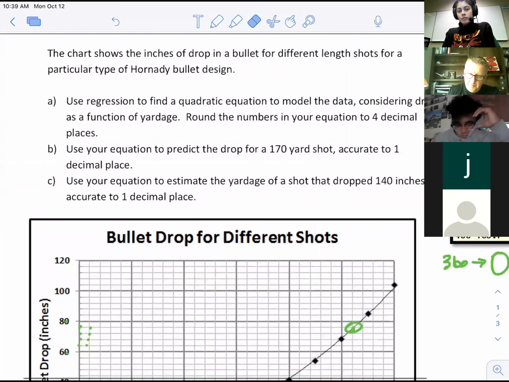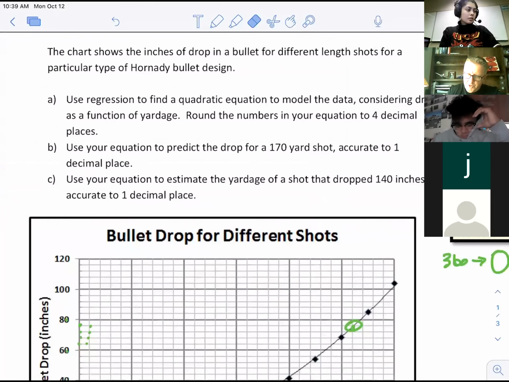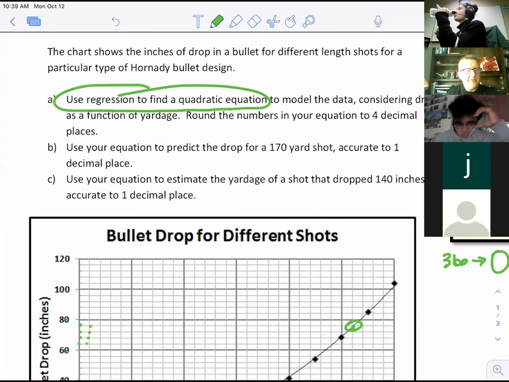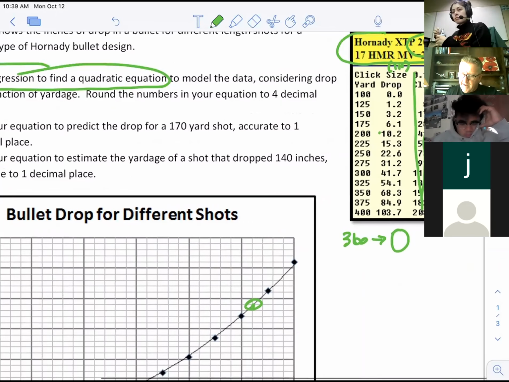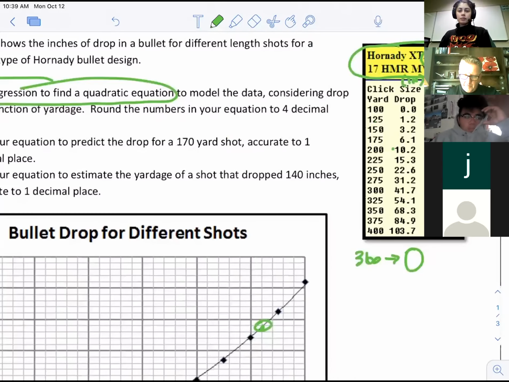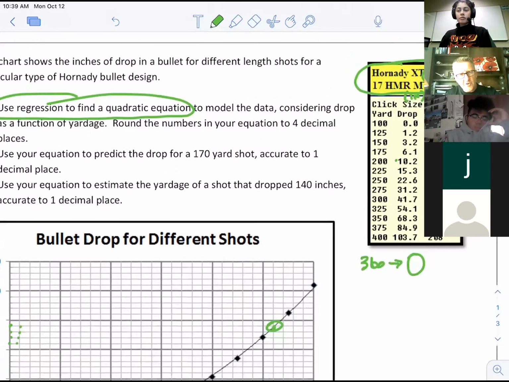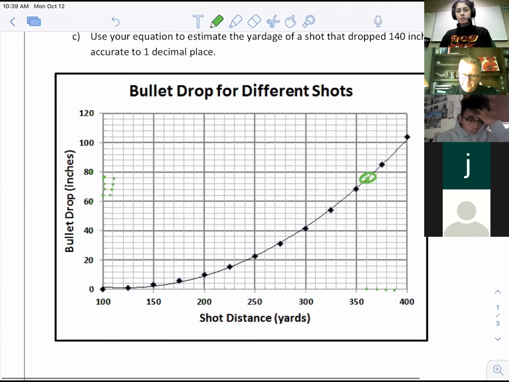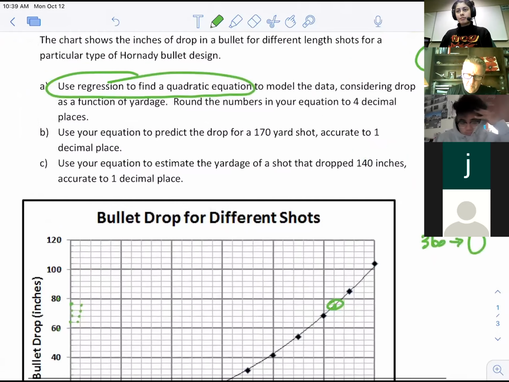I said in this problem to these Algebra 2 students, use regression to find a quadratic equation to model this. So can you go from the data to the graph and now ultimately to the equation? And I said quadratic because they aren't as good as you. You should be able to look at this graph and say, yeah, parabolas look like that. The question is, do you know what regression is? You should, but maybe your teacher didn't do their job.